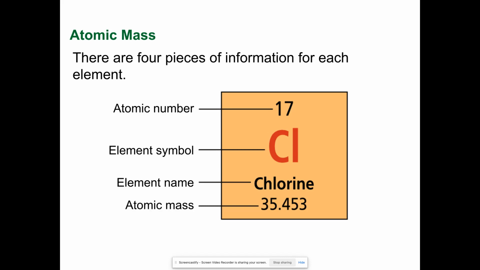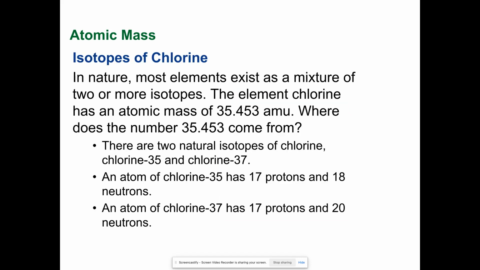Notice that the atomic mass is not a perfect integer. It's not just plain old 35. It's 35.453. There's a reason for that. The reason is there are two natural isotopes of chlorine. There's chlorine-35, which comes from 18 neutrons and 17 protons. Now, chlorine-37 has 17 protons and 20 neutrons.